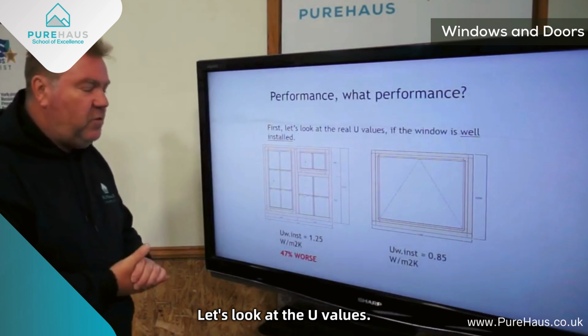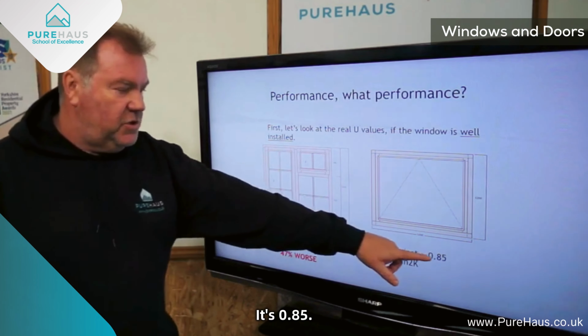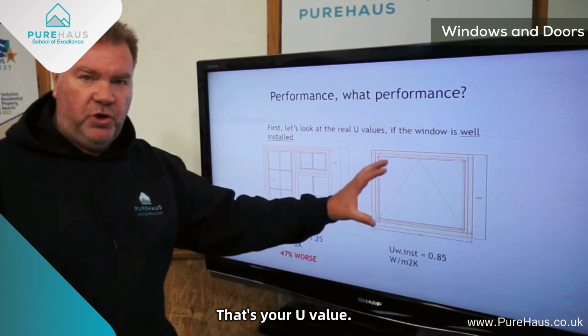Right, let's look at the U values. The U values are what we're looking at. It's what we're interested in. Now, building regs say these windows are the same. No different. Well, actually, they're very different. The reason is if you look at the values of this, which is a passive certified or passive standard window, it's 0.85. That's your U value.